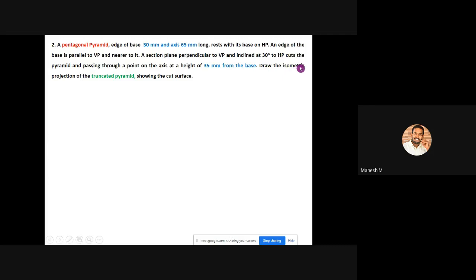So here we have to draw the isometric projection of a truncated pyramid. We have to show the cut surfaces also. That means you have to create a section line on the isometric projection. So you can create a reference line, then you can create a pentagon. This pentagon should have one edge parallel to the reference line. This particular edge is parallel to the reference line and also nearer to it. It is like our previous problem.